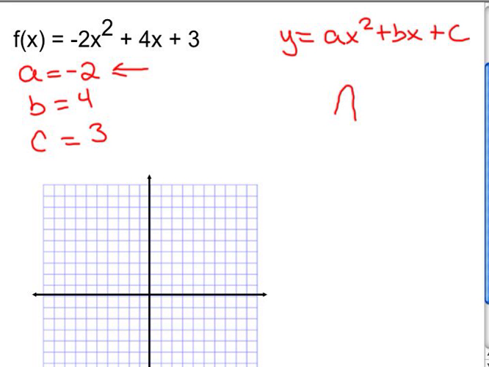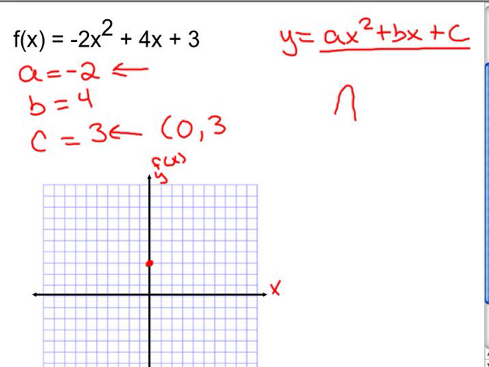B, we'll talk about b in a minute. C, only when it's in this form, is your y-intercept. So I know my y-intercept is up 3 on the y-axis. 1, 2, 3. Right there is my y-intercept. Here's the y-axis, here's the x-axis. Or in our case, I have it as a function f of x. Okay, so we've got our y-intercept. We've already got a point. Good deal. 0, 3 is the y-intercept.